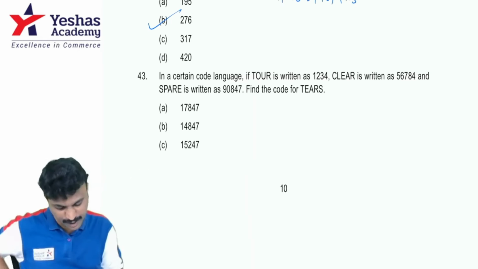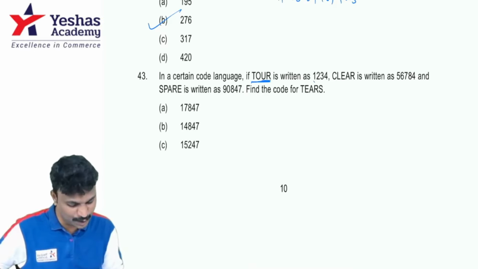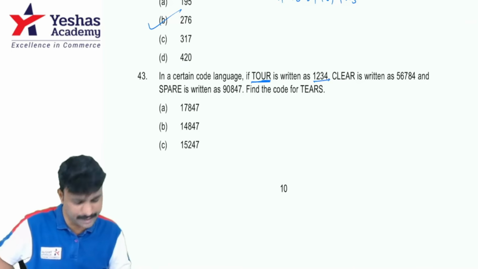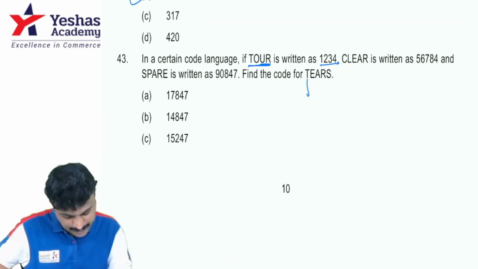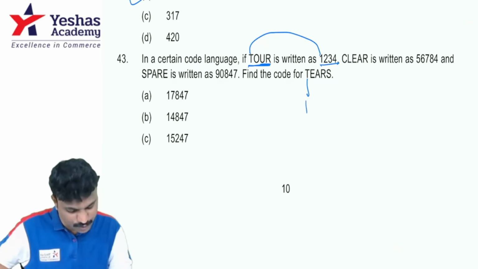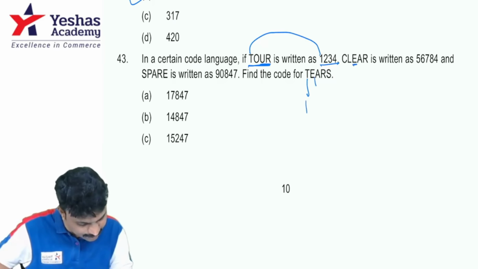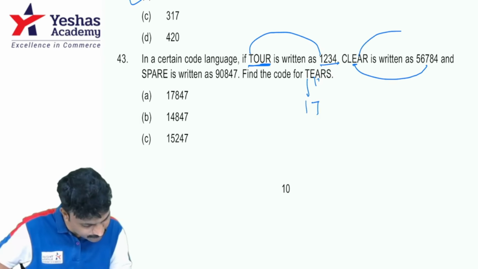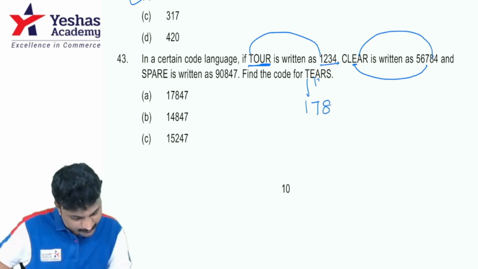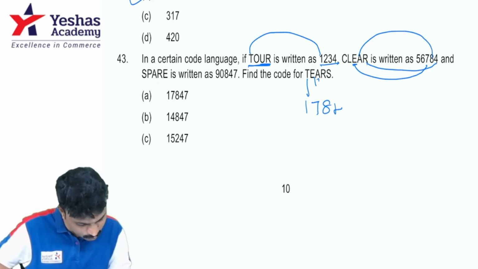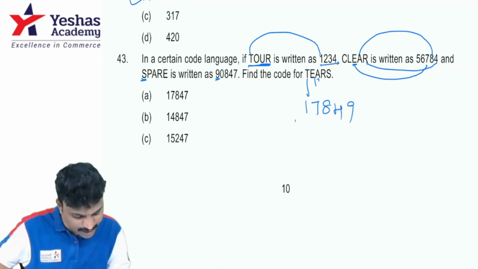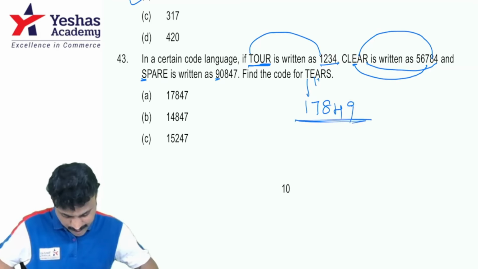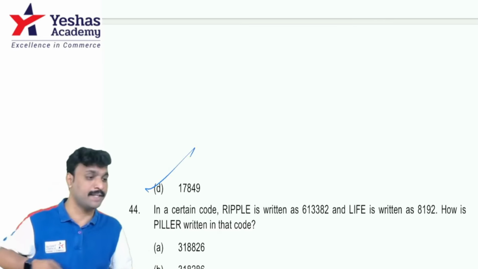Have you all understood? Guys, it's a letter to digit coding. However many letters there are, so many digits. You need not read the entire question. See the code for TIERS. T is the first letter, first digit is 1. So E is found in CLEAR, third letter, third digit, which is 7. And A is last but one, which is 8. And R, last letter, last digit, which is 4. And S is found in SPARE, first letter, first digit, 9. So 17849. Option D is the right answer.